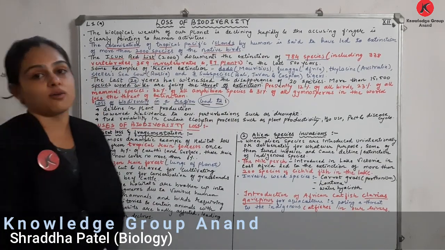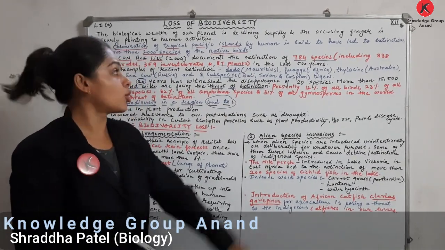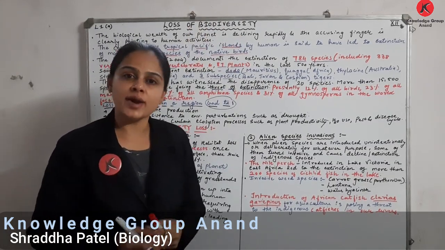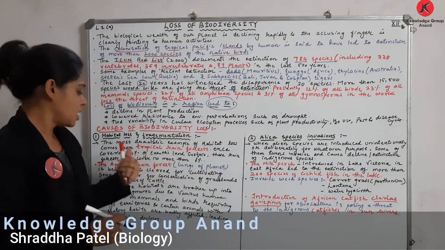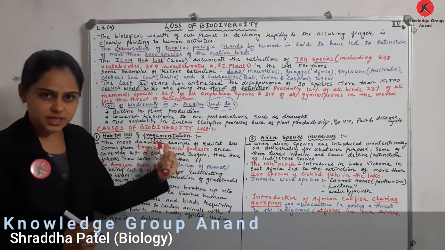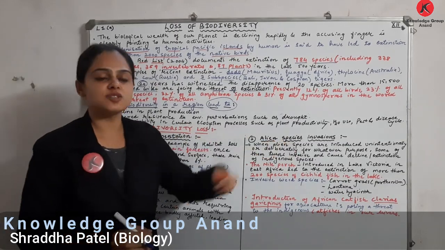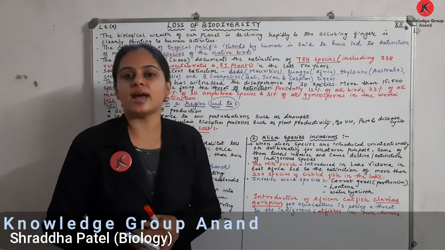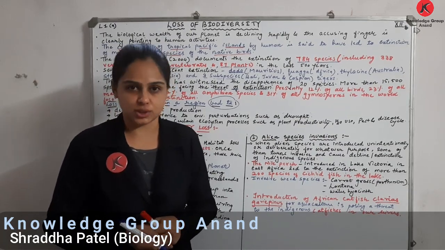Okay, now the four main important reasons for loss of biodiversity are: number one is deforestation, that is habitat loss and fragmentation, I can say. Second one is alien species invasion. Third one is overexploitation, and fourth one is co-extinction.